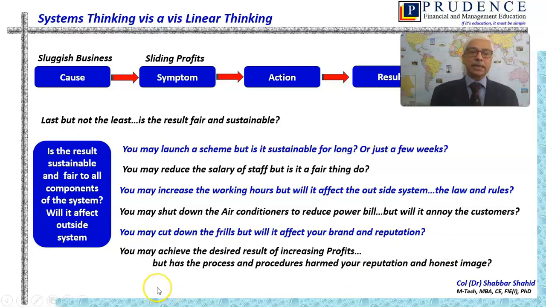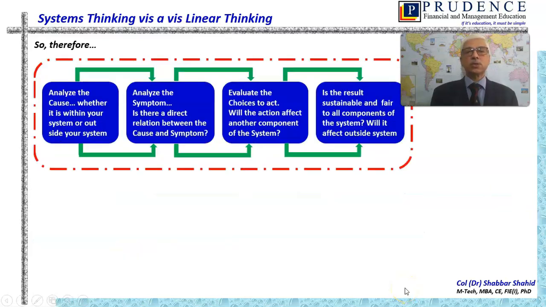And by doing something, you may achieve the desired result of increasing the profit. But at the end of the day, has the process and procedure harmed your reputation and your honest image? You may have done something, probably you may have added more water to the milk and increased your profit. Or you may have done something which you should not have done and you may have increased your profit. Will it harm your reputation, your honest image? So getting profit alone is not the output of the system. It has to be sustainable. It has to maintain your reputation, your image, all those things you have to analyze.